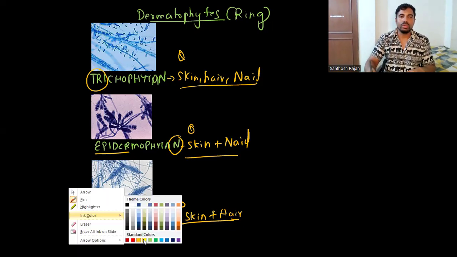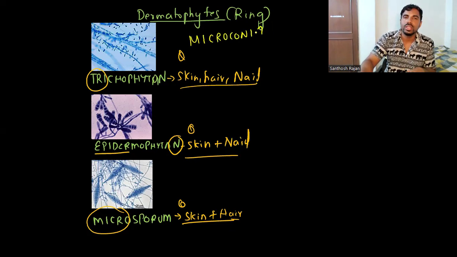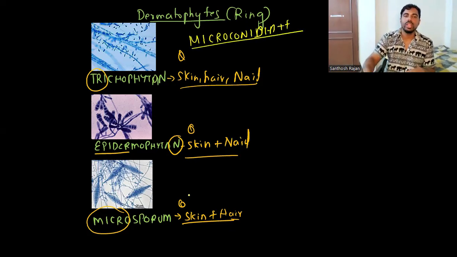And microconidia. When you talk about microconidia, the only place where you see abundant microconidia is Trichophyton. Microconidia is not seen in Microsporum. Everybody thinks conidia, C-O-N-I-D-I-A. Microconidia is positive, more abundant in Trichophyton only, not in Microsporum. The rest are absent or not seen.